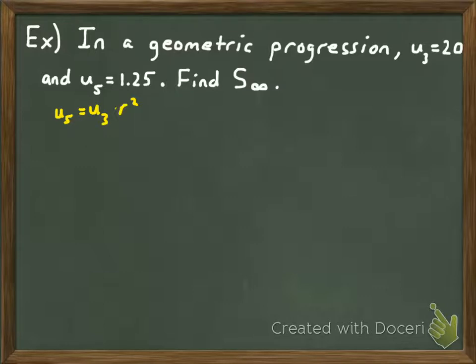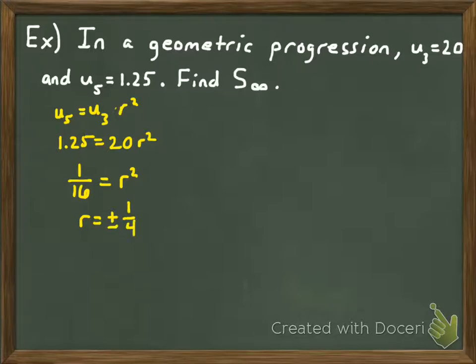The fifth term would be the third term times the common ratio twice, so that means 1.25 is equal to 20 times r squared. And 1.25 over 20 in a fraction, I know that happens to come out to 1/16. So that's r squared. And then the common ratio could either be positive or negative 1/4.